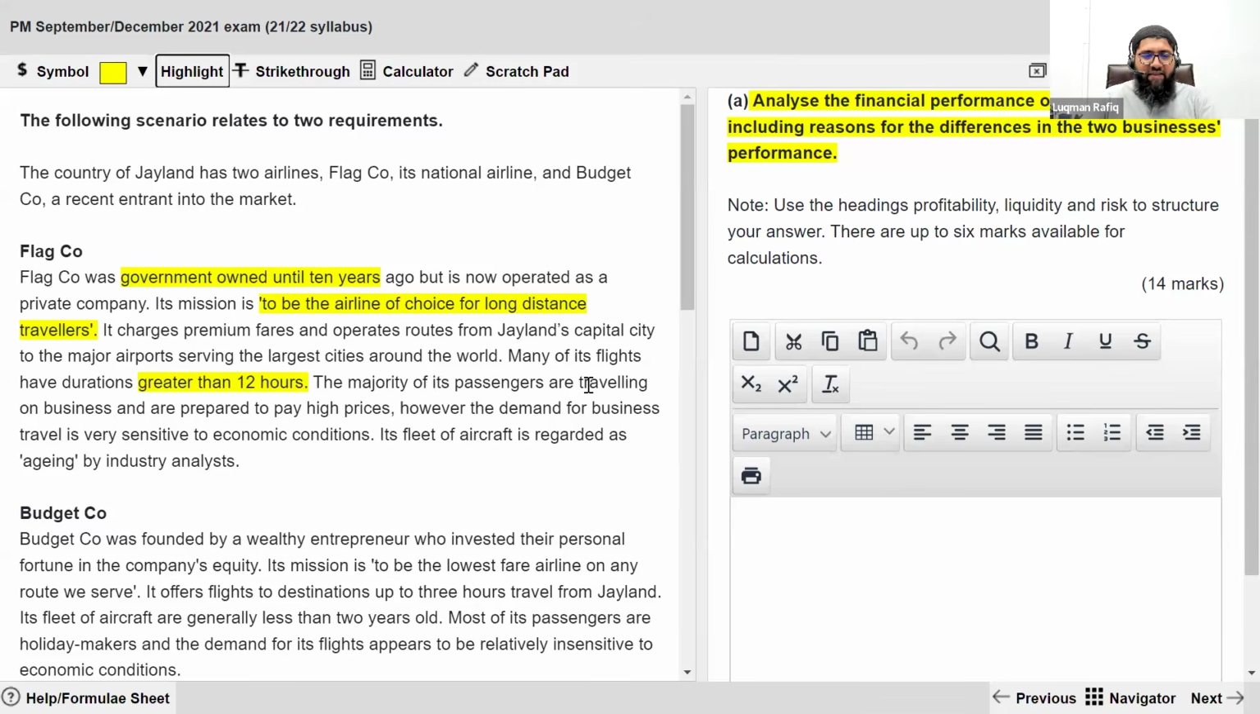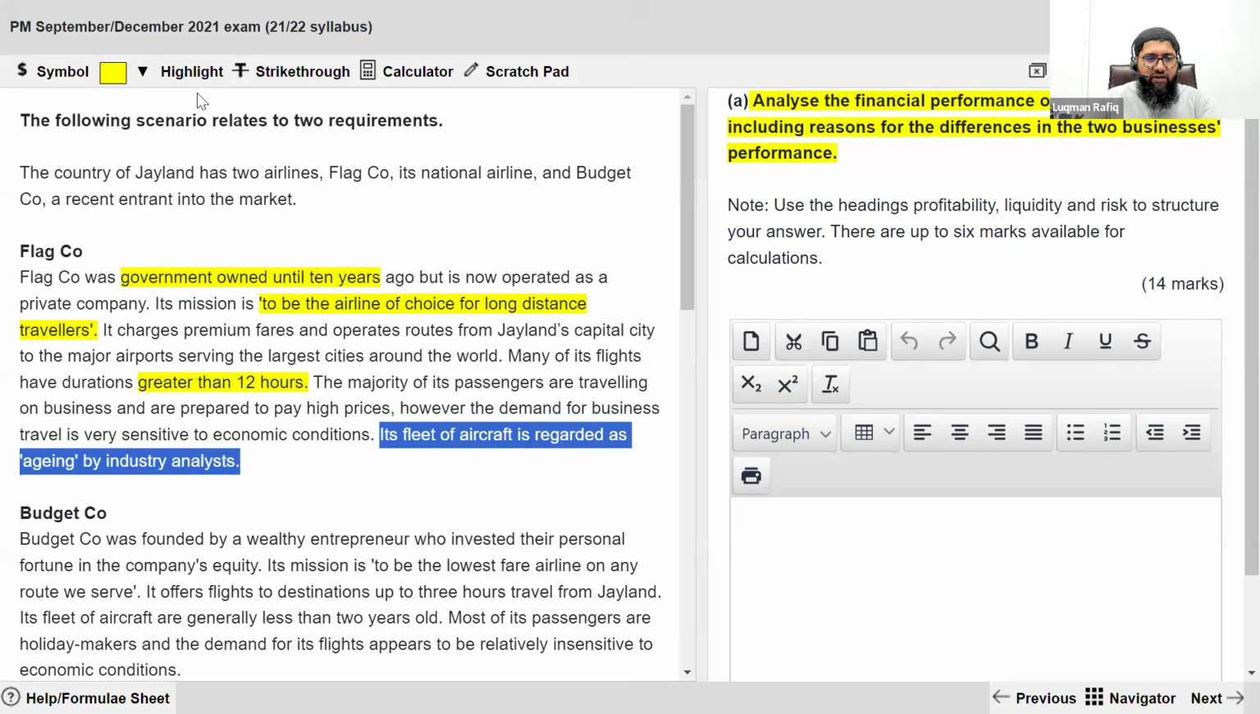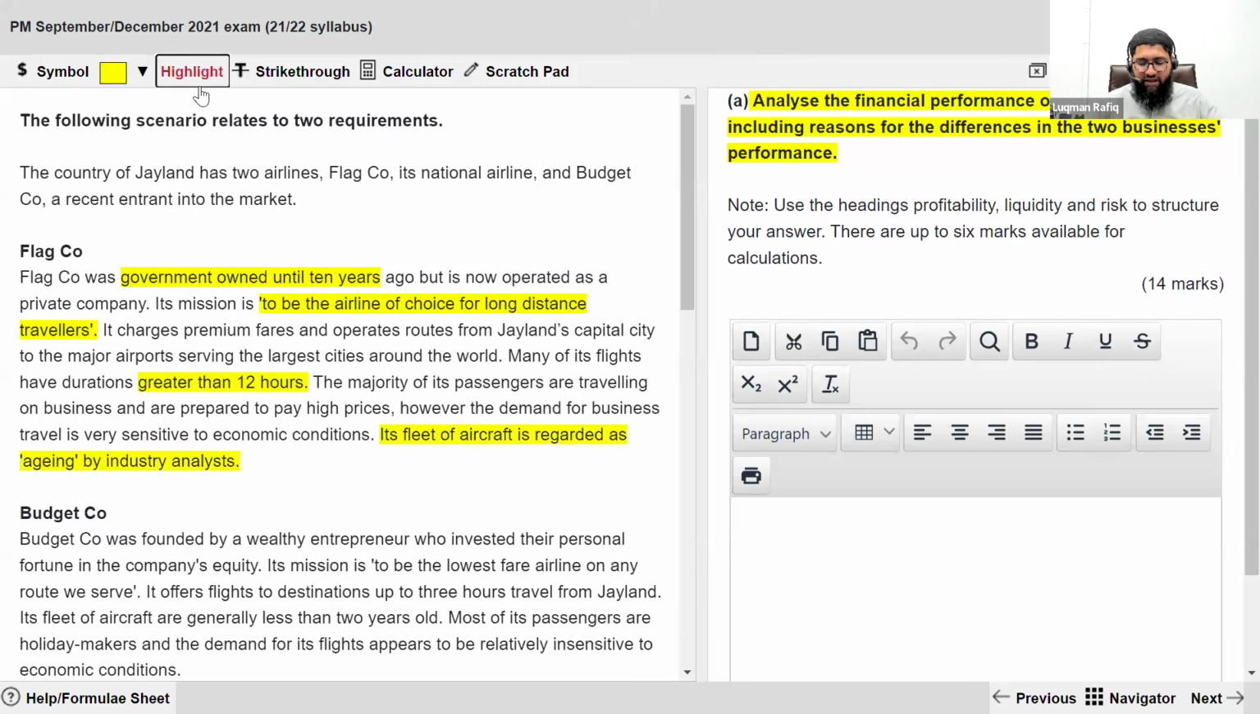The majority of its passengers are traveling on business and are prepared to pay high prices. However, the demand for business travel is sensitive to economic conditions. Its fleet of aircraft is regarded as aging by industry analysts. So what's happening is that their fleet is actually aging. It's like growing old.